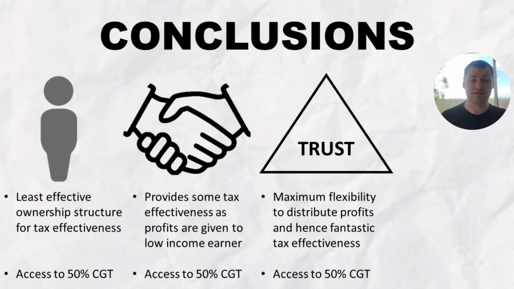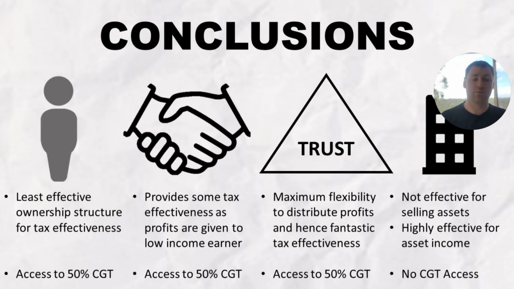For the trust, this gives you the maximum flexibility to be able to distribute profits to any of the individuals as you see fit, and hence it has the fantastic tax effectiveness for both sales and income if one of the individuals is earning less than the 27.5% for the income side. And because it has access to the 50% capital gains tax, it's an excellent structure for the purposes of buying something to sell it in the future.